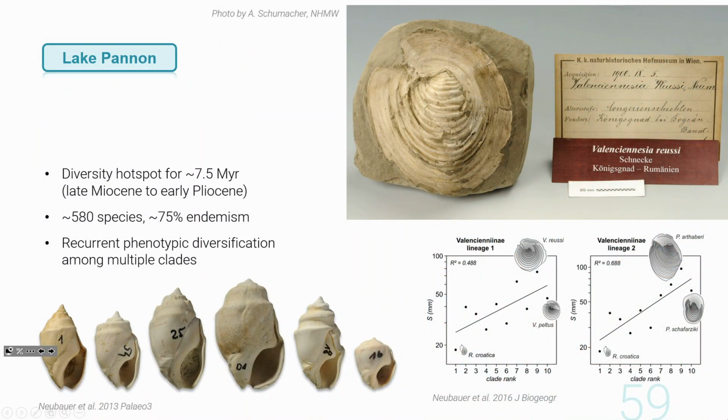And we've seen already the Lake Pennon fauna. Just again to say, it's like 580 species. They did not coexist throughout the entire time interval, but still the lake harbored this high number of species over 7.5 million years, which is amazing for a freshwater or brackish system.